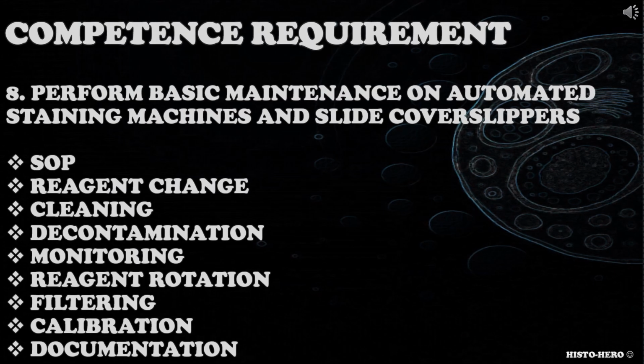The eighth competence requirement is for you to perform basic maintenance on automated staining machines and slide coverslippers. What is the basic maintenance of the H&E stainer and coverslipper used in your laboratory? How would you record it? Consider SOPs, reagent change, routine cleaning of the equipment, regular decontamination, monitoring of reagent evaporation and reagent levels, reagent rotation, stain filtering, calibration if needed, associated record keeping and documentation.